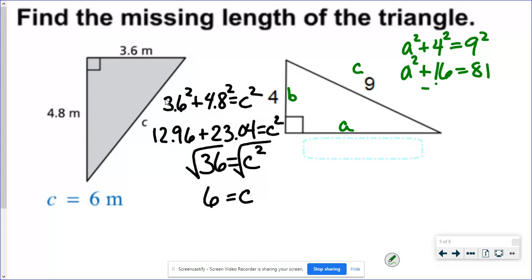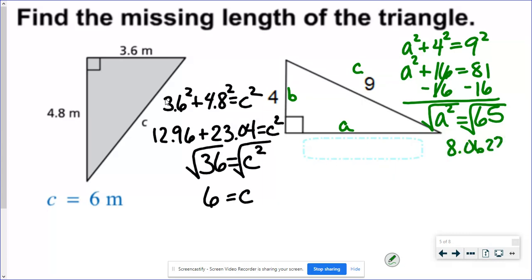81, I'm going to have to subtract the 16 from both sides, and that's going to give me that a squared equals 65. Not a perfect square. Not a number that we have memorized, not like this last one where it's 36. When I take the square root, I'm going to get a decimal. So the square root of 65 is, on my calculator, 8.06225, blah, blah, blah. It's going to keep on going. We're going to be rounding to the nearest tenth, one decimal place. So this will be 8.1 as my answer.